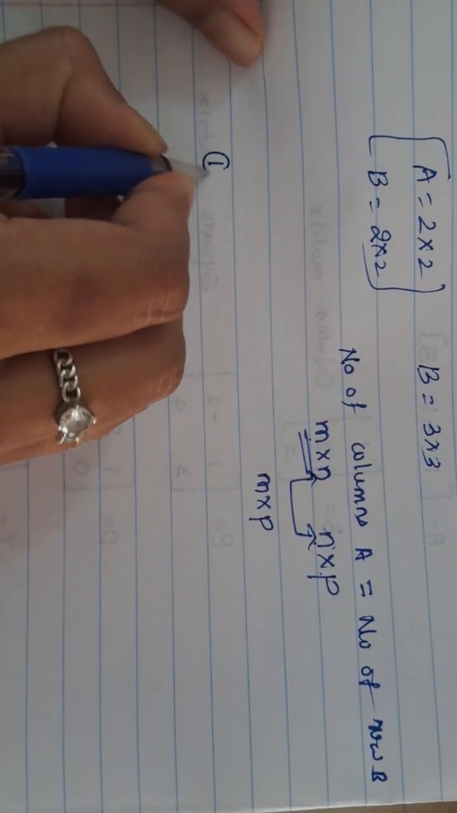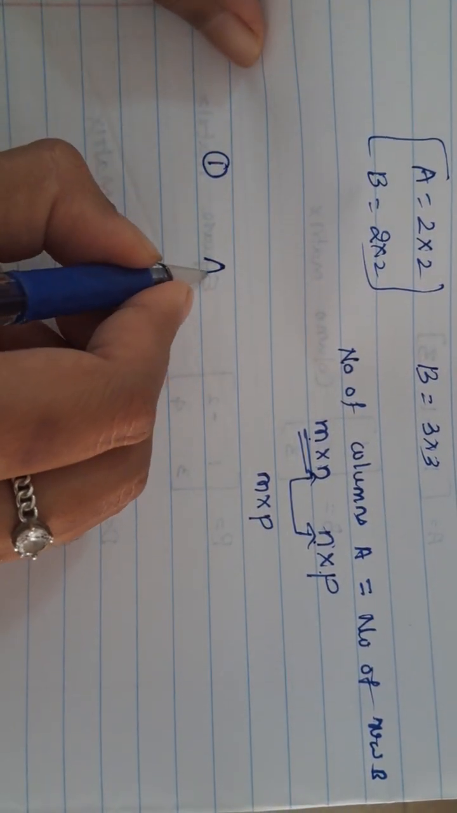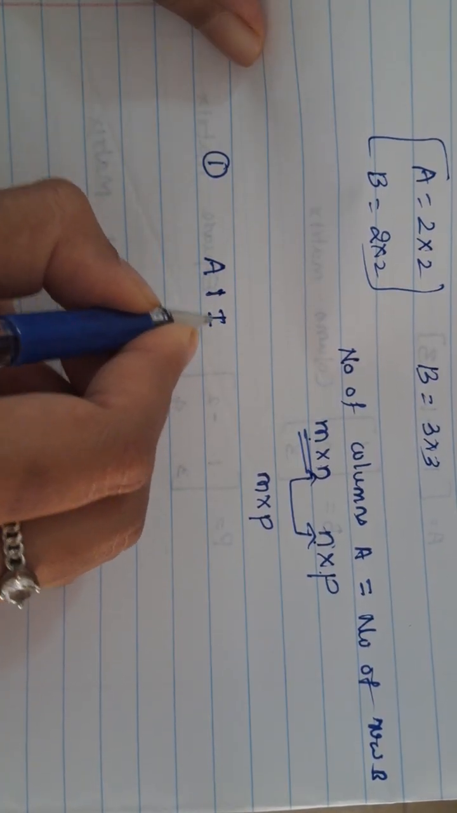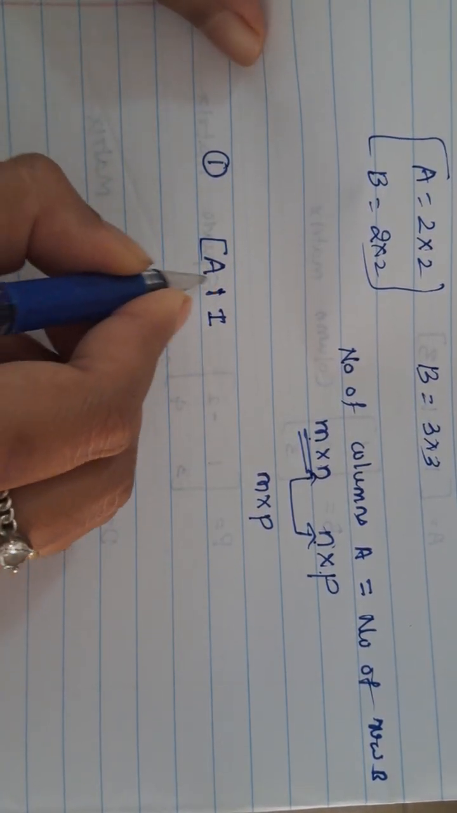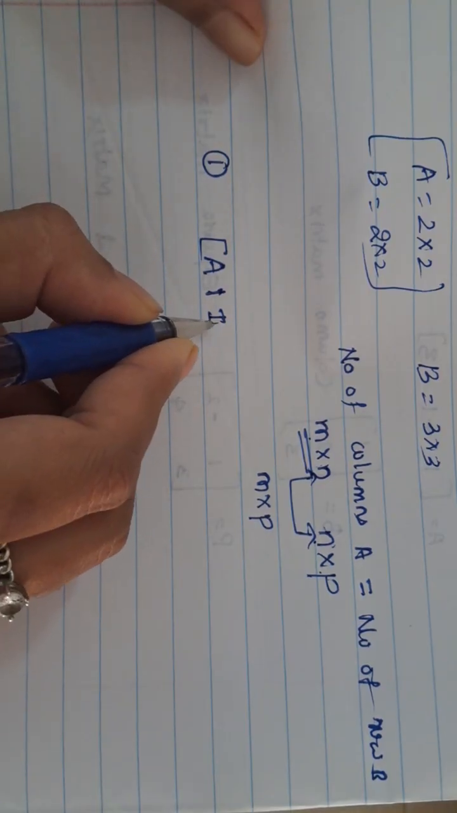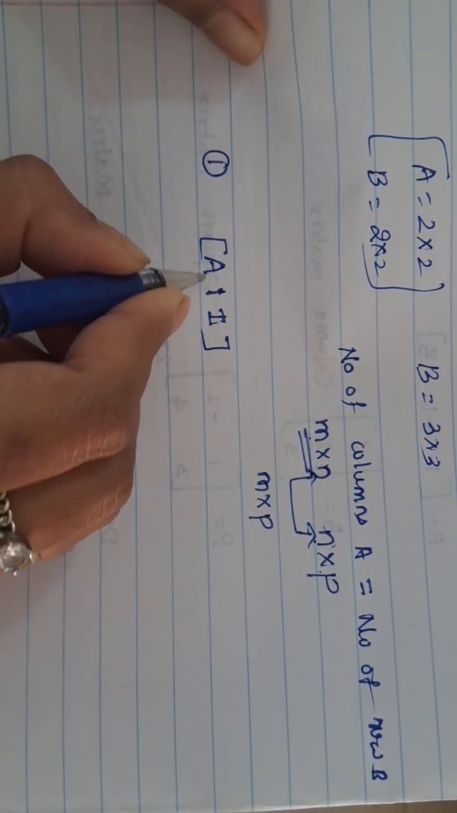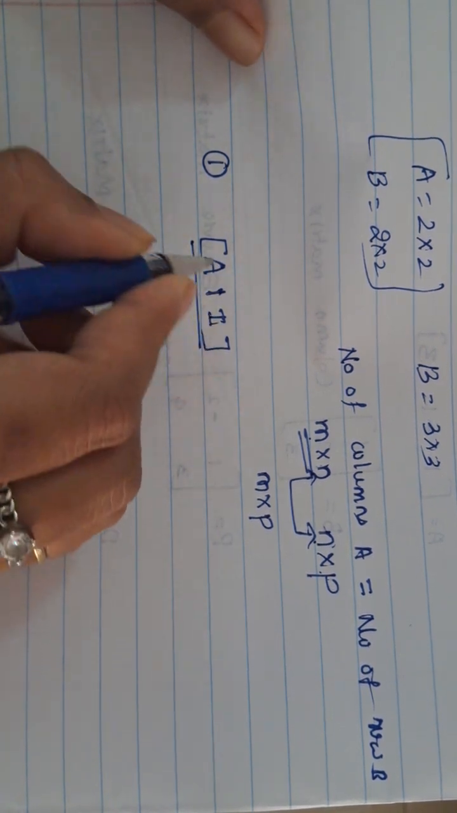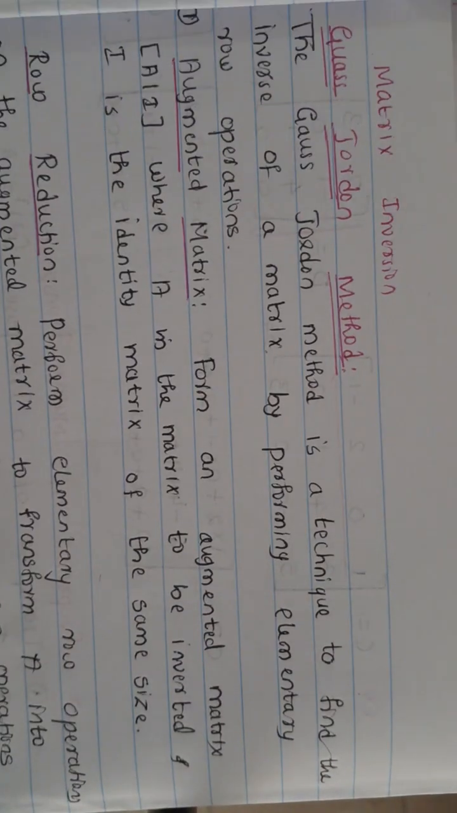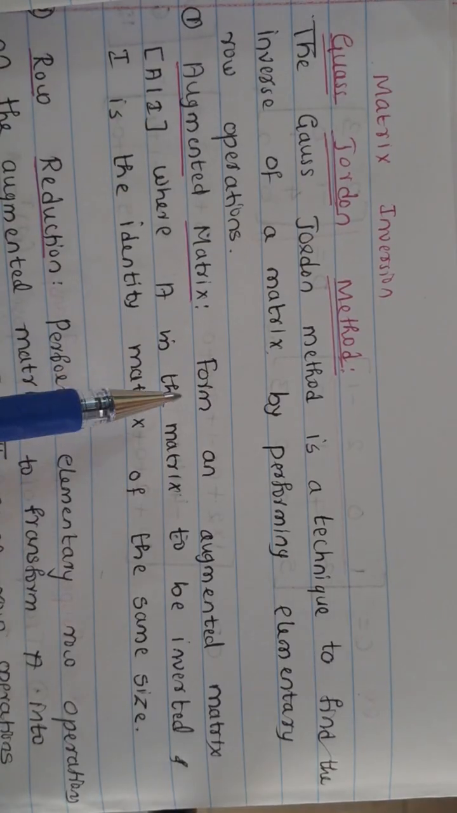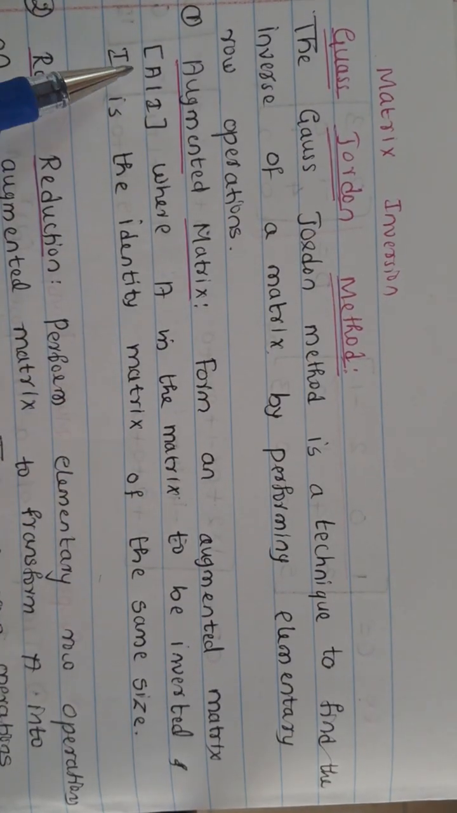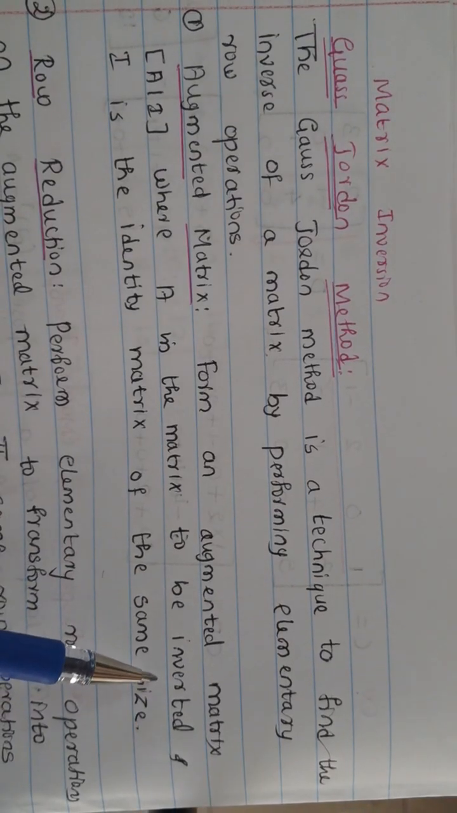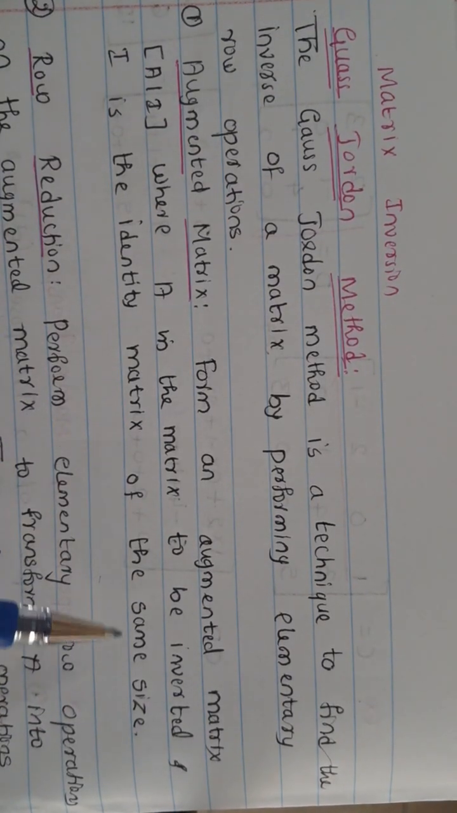The first step will be, for a given matrix A, I'll write the augmented matrix. What do you mean by augmented matrix? When I write the given matrix A together with the identity matrix, we call this matrix the augmented matrix. So we need to form an augmented matrix [A | I], where A is the matrix to be inverted and I is the identity matrix of the same size.